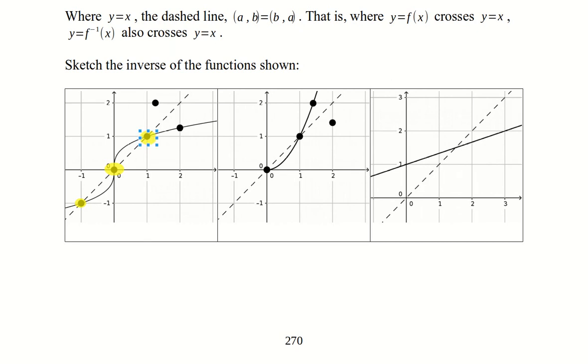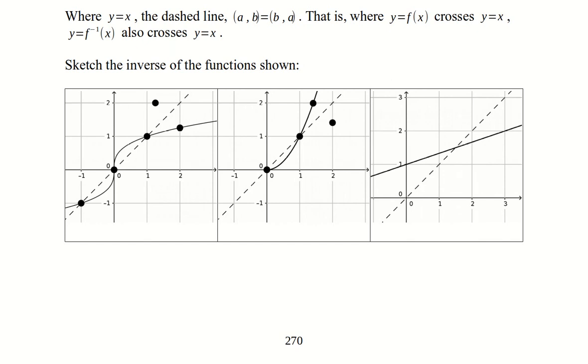The reason that's true is because in those 3 places, on the dashed line y equals x, a equals b, so when we swap them, we get the same point. So there are our 3 points. We can be sure that they are on the inverse. We're asked to sketch the inverse function, and to do that, we're going to need some clues. Those 3 points on the dashed line and the function itself are also on the inverse function.